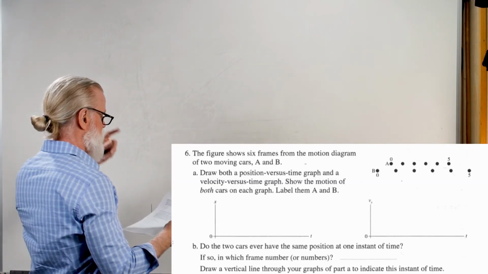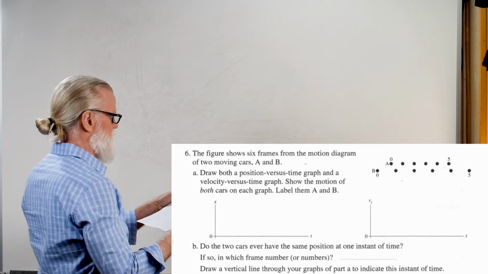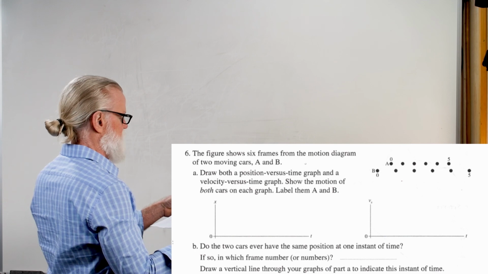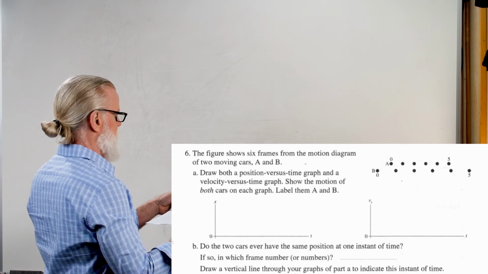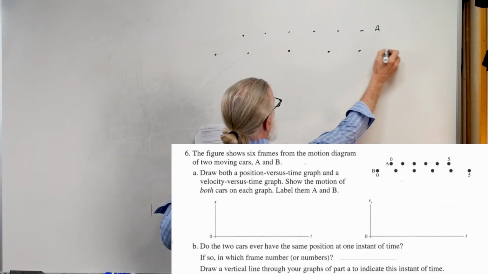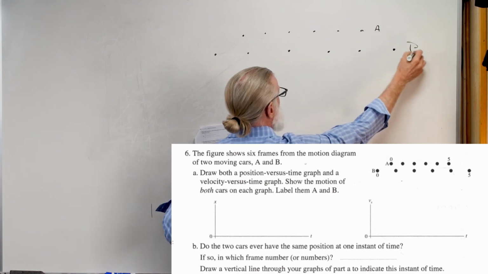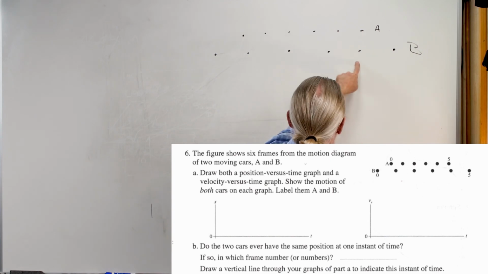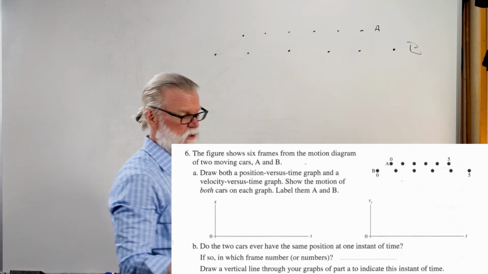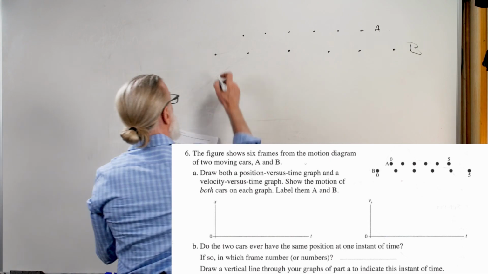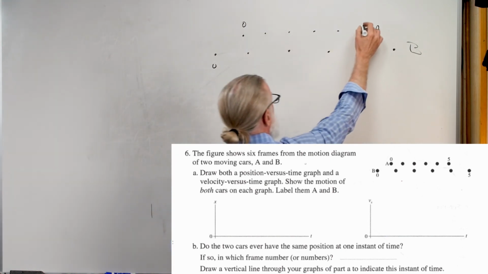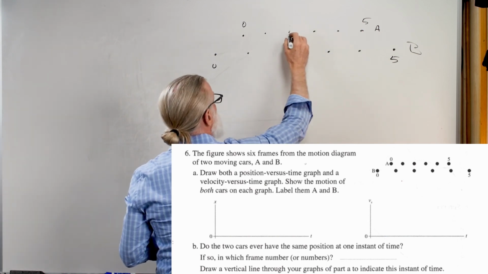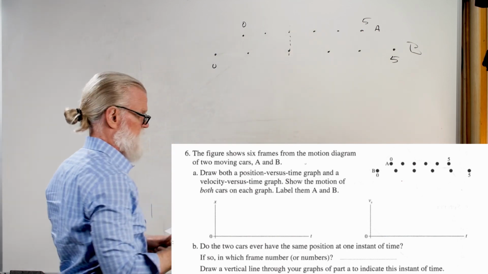Figure shows 6 frames from a motion diagram, 2 cars, A and B. Draw a position versus time graph and a velocity versus time graph for both cars. All right. That might not be perfect, but these should be equally spaced. I didn't do a great job, but you have your drawing. Here's 0, and here's time 5. And one thing you should notice is at 3, they line up.